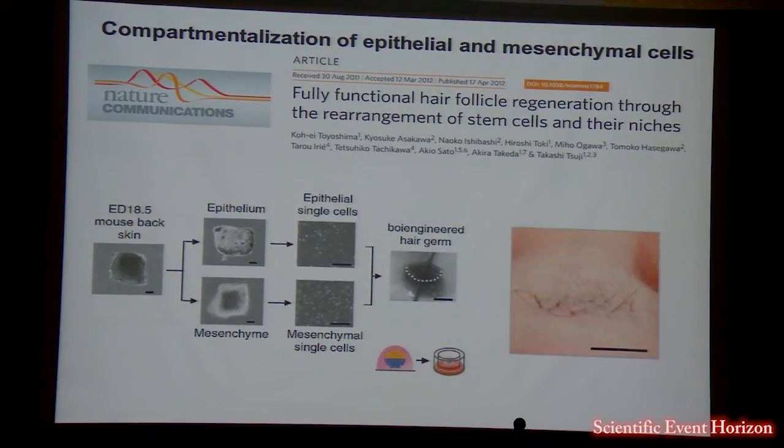In this case, the investigators from Japan combined the epithelial cell components and the mesenchymal components and put them in a very compact situation to make what they call the hair germ. Since they are packed in very tight anatomical locations, they can communicate with each other very efficiently and induce success. And the investigators successfully obtained the hair follicle structure as indicated here.